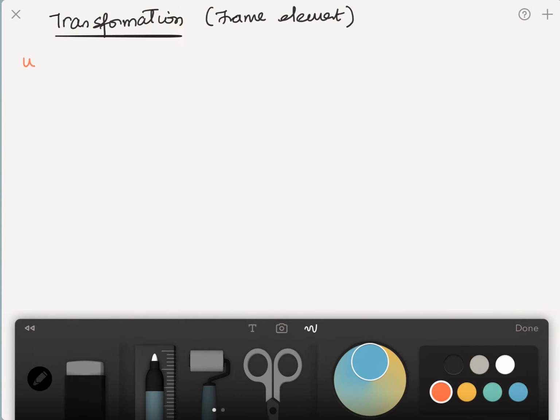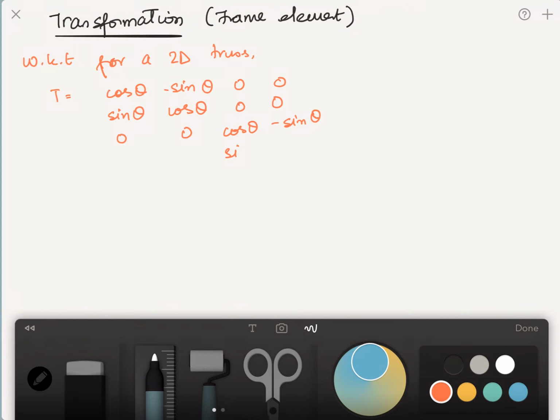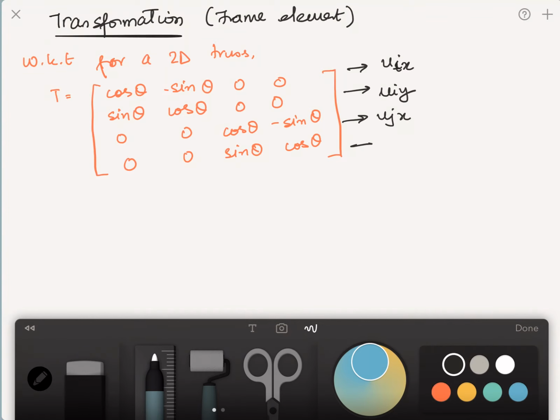Now we already know that for a 2D truss, the transformation matrix T was given as cos theta, sin theta, minus sin theta, cos theta, and then cos theta, sin theta, minus sin theta, cos theta, where this row corresponded to UIX, this was with UIY, this was with UJX, and this was with UJY.